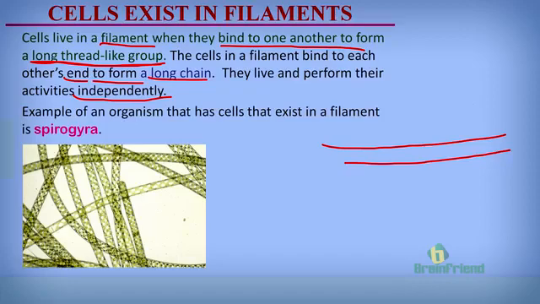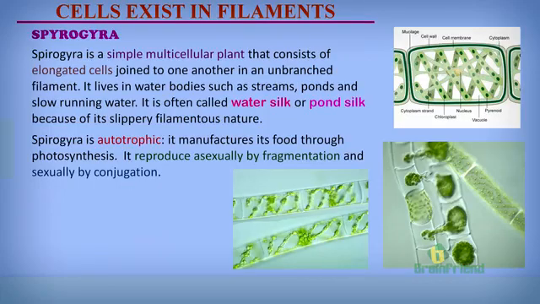An example of an organism that has cells that exist in filaments is the Spirogyra. You see, these are strands of Spirogyra. All the strands are made up of several cells binding together as a filament. Spirogyra is a simple multicellular plant. It is a plant because it carries out photosynthesis and it belongs to the plant kingdom.